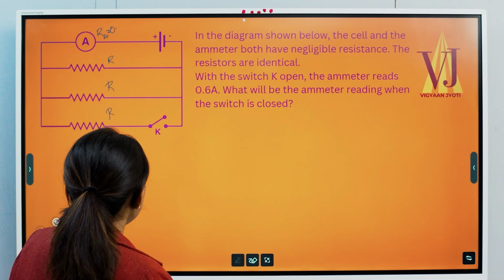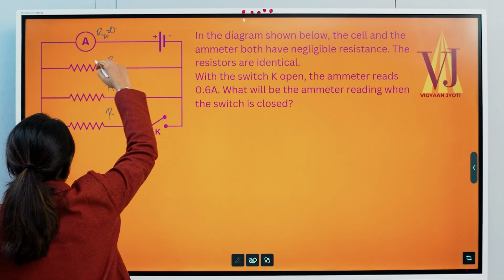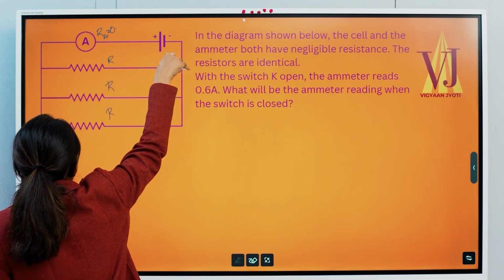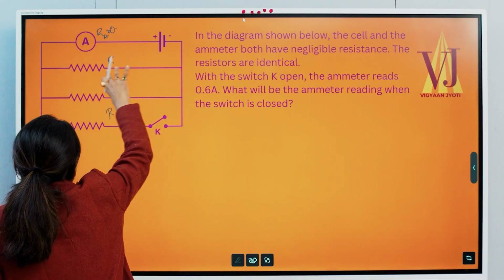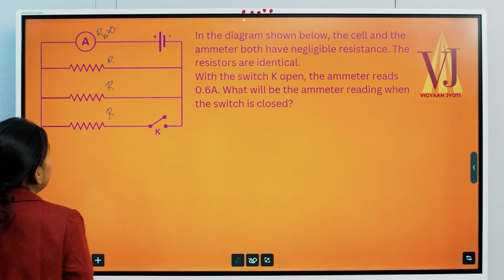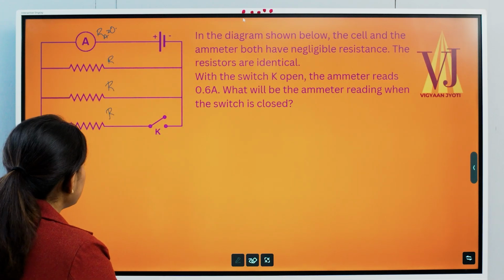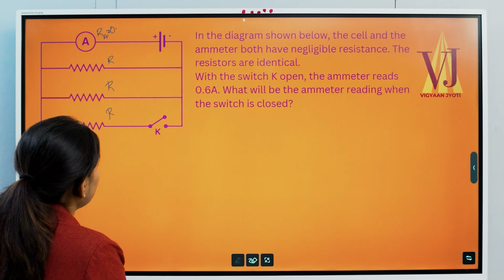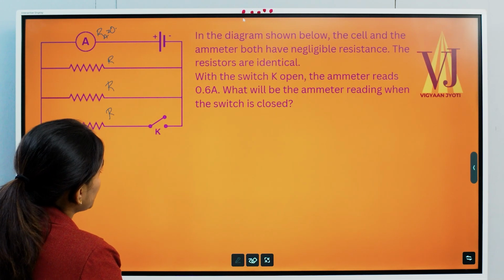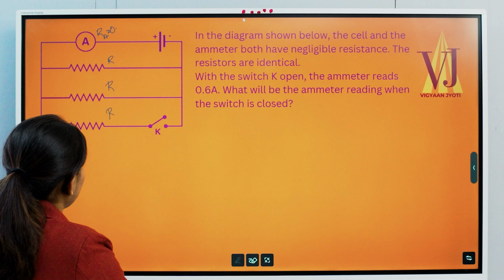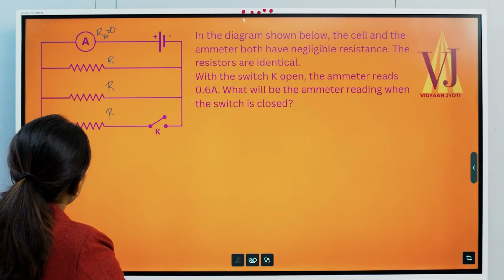Okay, so first thing you see, when the electrons flow from this direction, maybe the current will flow from this direction, it will see these two routes and it will try to complete them. Fine. So initially you have to find out like this. Initially when my switch was open, how much current was it reading? 0.6 ampere.